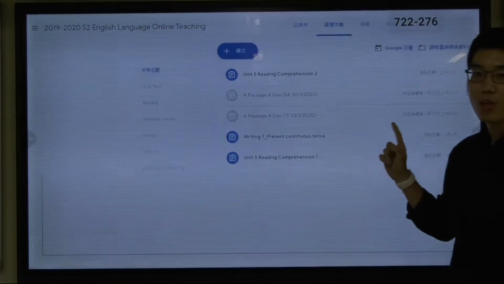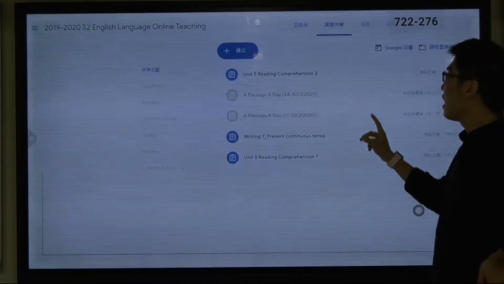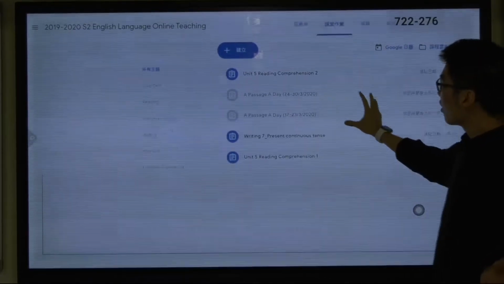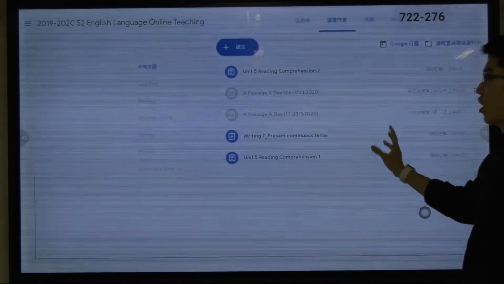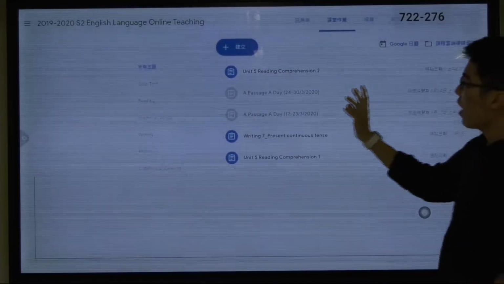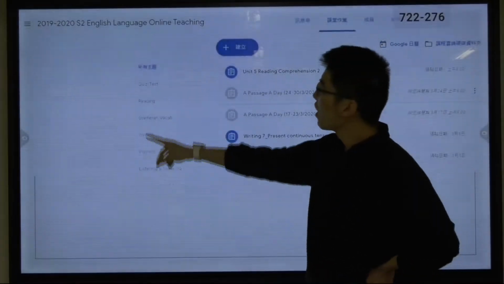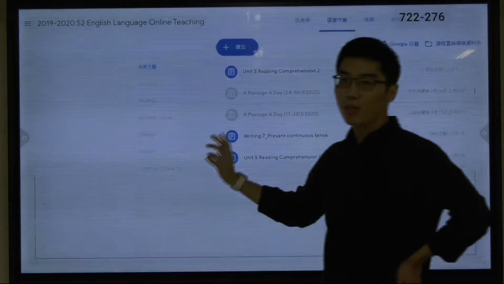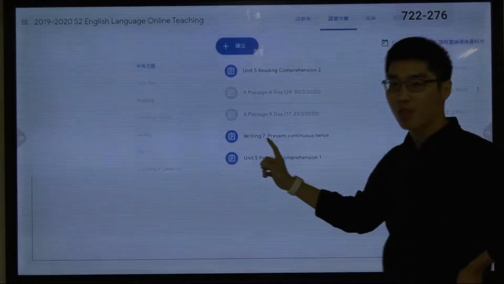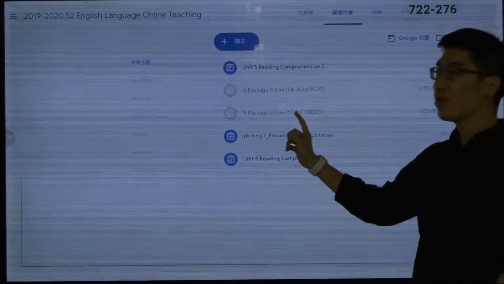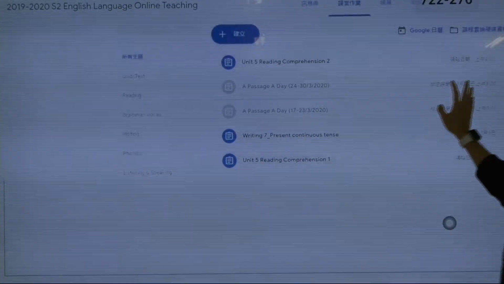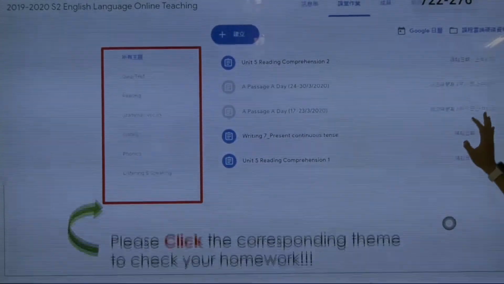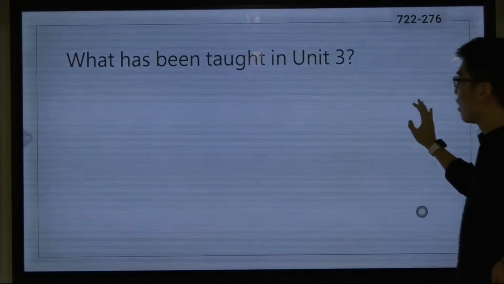For Google Classroom, we can see that in the assignment page we have lots of homework here. Please remember to finish it. On the left-hand side, you can see different kinds of topics. Please click inside and check whether you have done the following exercises or not. This is a reminder for you, so please check it.